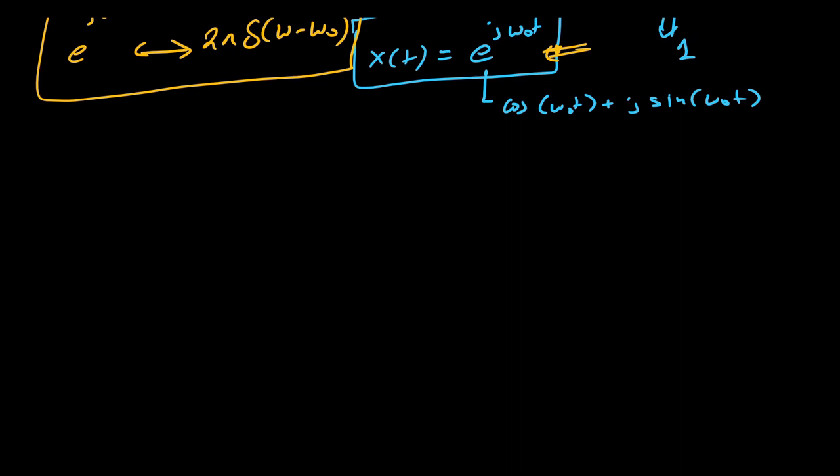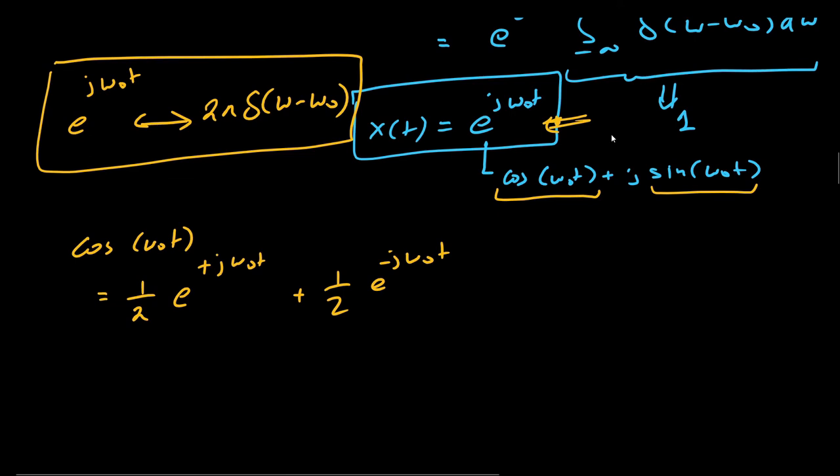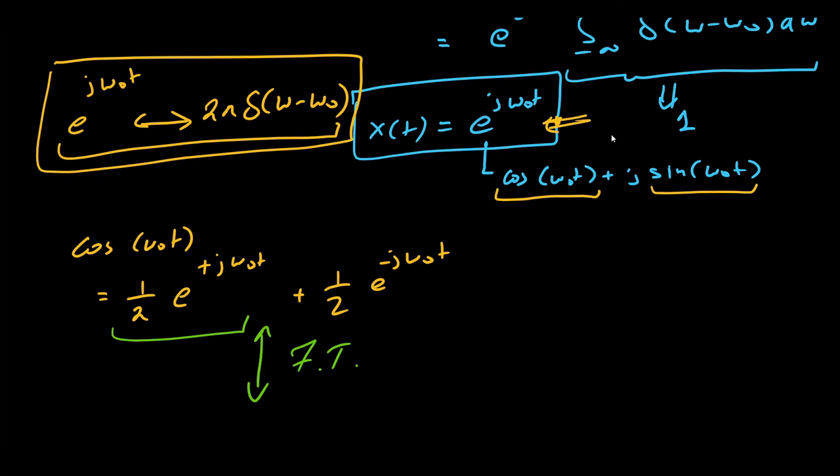Some very simple and basic extensions again: what would be the Fourier transform of cos omega naught t and what would be the Fourier transform of sin omega naught t. So let us start with cos omega naught t. This by definition is equal to 1 by 2 e to the power plus j omega naught t plus 1 by 2 e to the power minus j omega naught t. From here we can directly take the Fourier transform. The 2 would cancel off with this 2, so we would have a pi delta of omega minus omega naught, and from here we have a plus pi delta of omega plus omega naught.